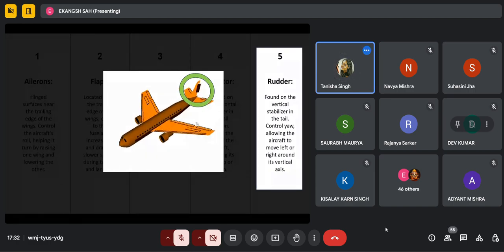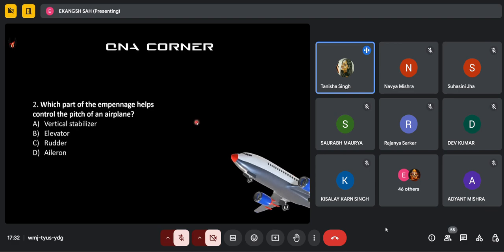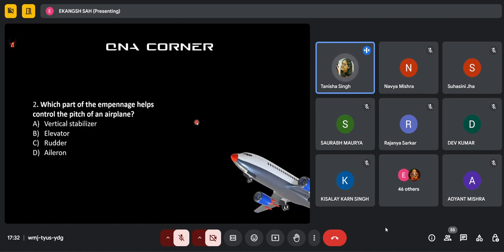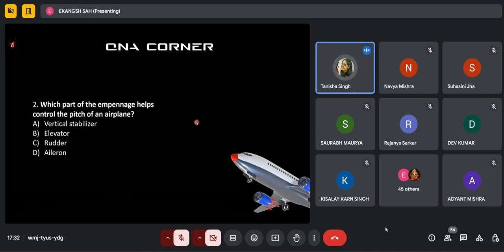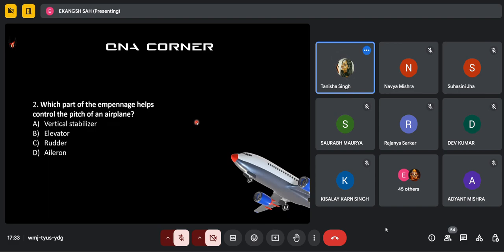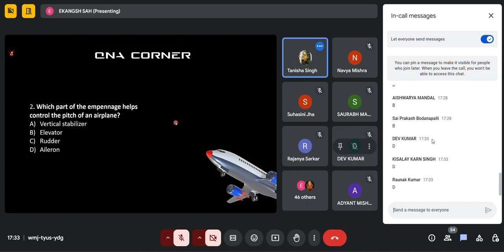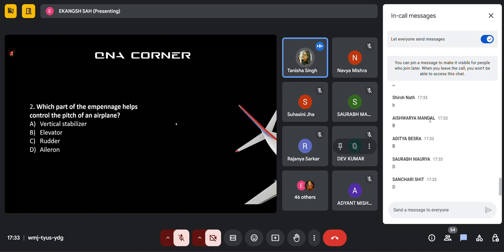Moving forward, here's one of the questions for you guys. Which part of the empennage helps control the pitch of an airplane? Please answer in the chat box. Okay, so the correct answer is B, that is the elevator.